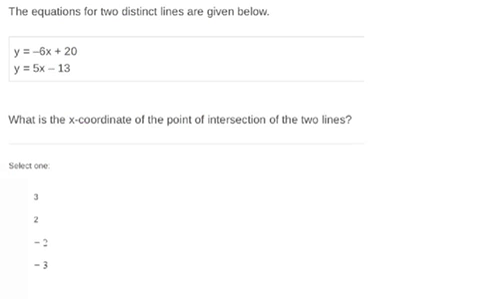Okay, so this one is really similar to the first one. It says the equations for two distinct lines are given. What is the x-coordinate of the point of intersection? So again, you could take all of those answers and substitute them for x. For me, that's a lot more work.